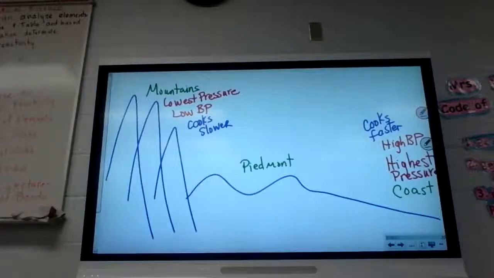All right. If you have cookies, brownies, cakes, and you're baking in the mountains, you have to cook it for a longer period of time, or it tells you to increase the temperature.